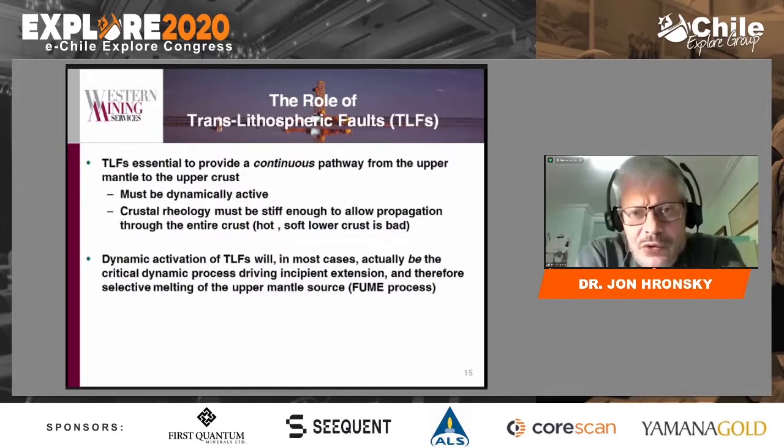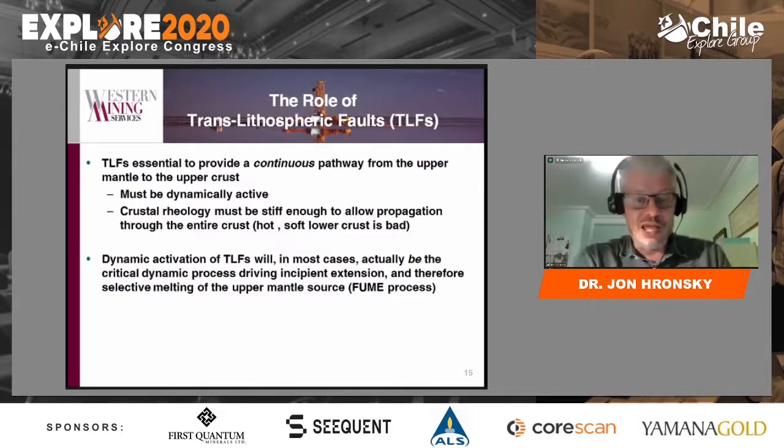One of the critical things in understanding gold deposits, but actually is also critical in understanding just about all mineral deposits, is the role of translithospheric faults, or TLFs as we abbreviate them. Now, these translithospheric faults are an essential part of the model because they're essential in providing a continuous pathway from the upper mantle to the upper crust. And they'll only provide that pathway if they're dynamically active. So they're operating in a geodynamic context where the structure is actually moving, it's cracking, it's dynamic.